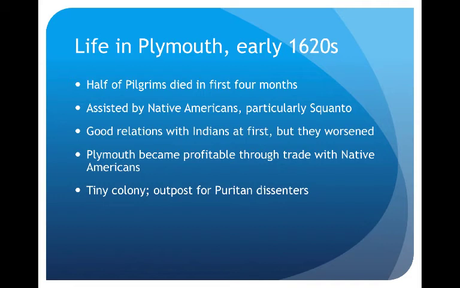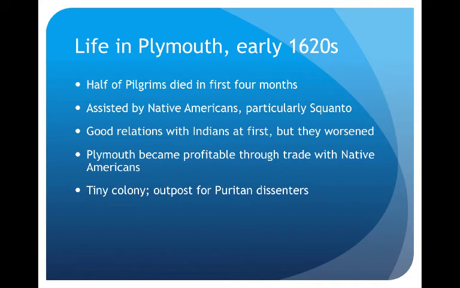Only about 50%. They survived, though, because the climate there was a little better, with fewer diseases. Also, Native Americans, particularly Squanto, provided support for them. At first, they had good relations with the Native Americans, but over time they worsened. Plymouth ultimately succeeded. Slowly but steadily, it became successful and profitable, but this was through trade with Native Americans.